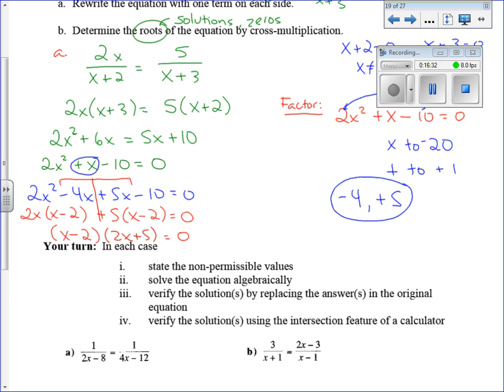So what I end up with here now is that x minus 2 equals 0. So x equals 2. That's one solution. And 2x plus 5 equals 0. So x is equal to negative 5 over 2, or negative 2.5 is the solution.